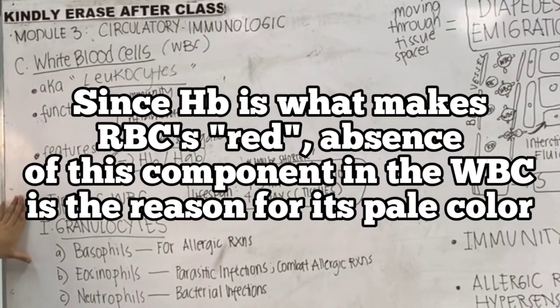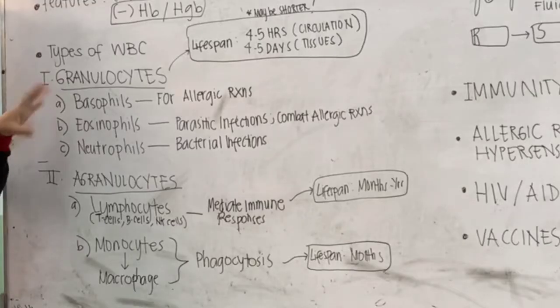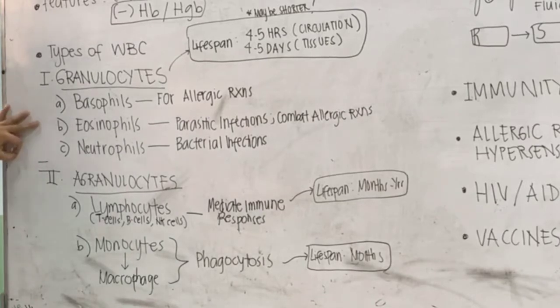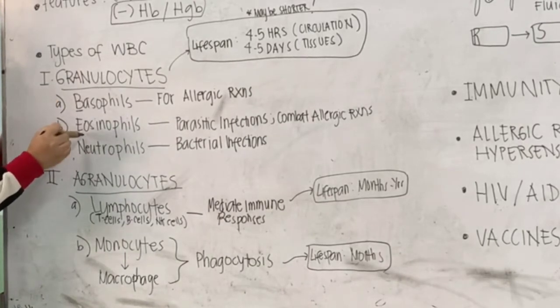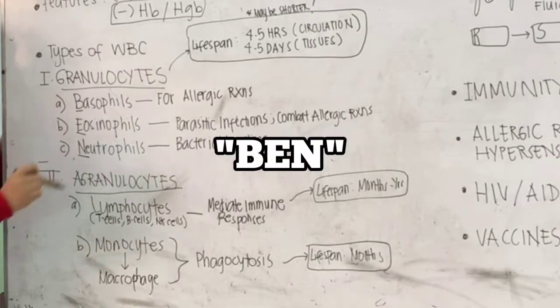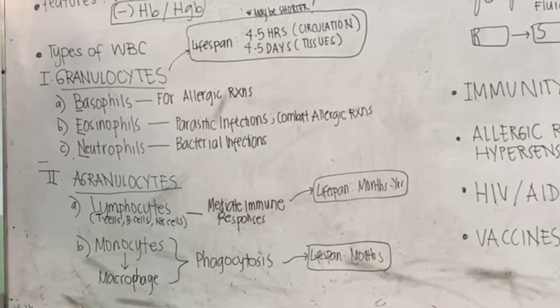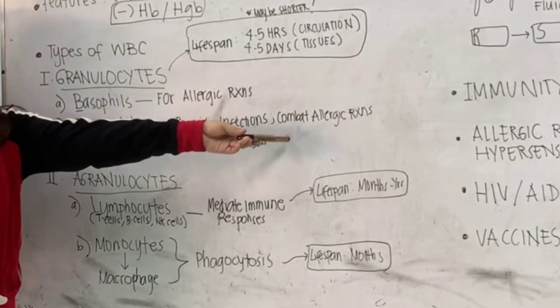We have the types of white blood cells which we discussed previously. You have two major categories, your granulocytes and your agranulocytes. Under your granulocytes, you have three different types of cells: basophils, eosinophils, and neutrophils. You can remember that with the mnemonic BEN: basophil, eosinophil, and neutrophil. Your basophils are typically for allergic reactions. Your eosinophils are there for parasitic infections, and they also combat allergic reactions.